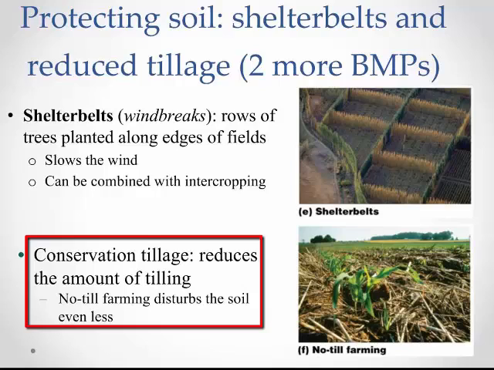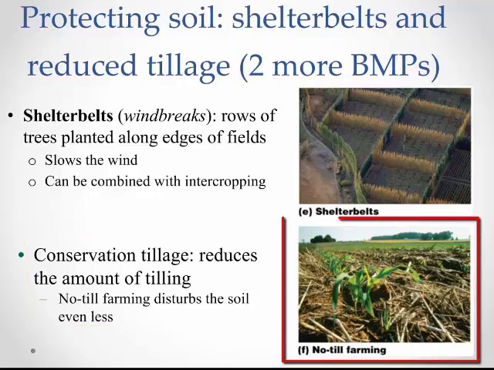Conservation tillage is a technique that uses less tilling than conventional tilling. This means that more residue is left on the surface of the soil, which will ultimately reduce erosion, retain soil moisture, and help the soil rejuvenate nutrients. No-till farming, as the name implies, uses no tilling at all and is the ultimate form of conservation tillage.